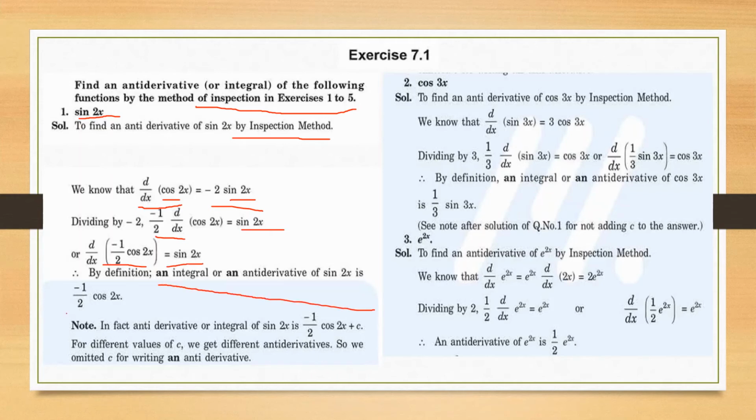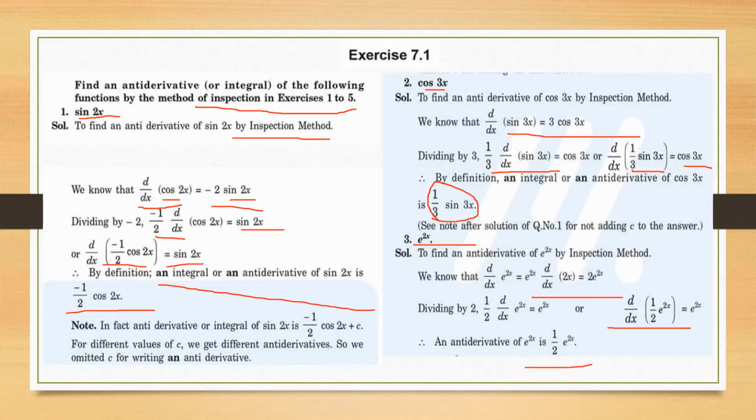Again, cos 3x. We know d/dx of sine 3x is 3 cos 3x. So again divide by 3. I'll get d/dx of 1 by 3 sine 3x, after arranging this 1 by 3 inside, is equal to cos 3x. So the antiderivative of cos 3x is 1 by 3 sine 3x. Next, e raised to power 2x. The derivative is 2e^2x. So again divide by 2. I'll get d/dx of half e raised to power 2x is e raised to power 2x. So the antiderivative of e^2x is e raised to power 2x divided by 2.